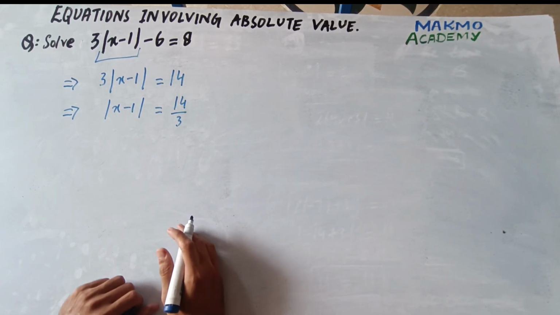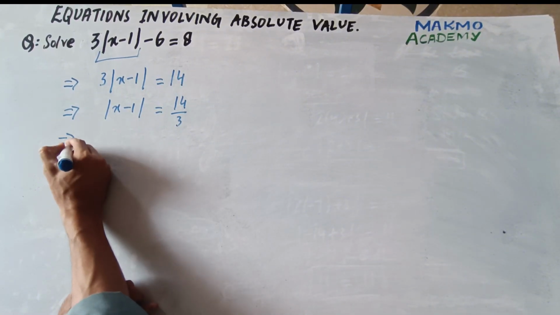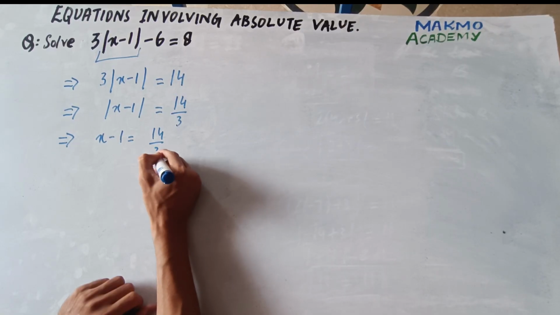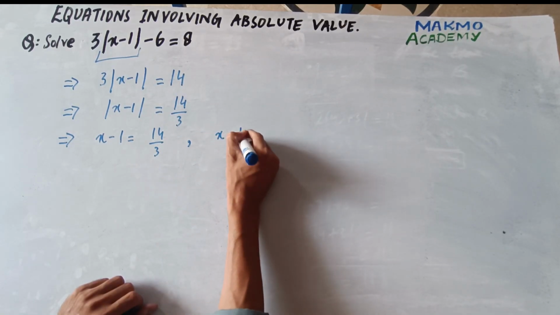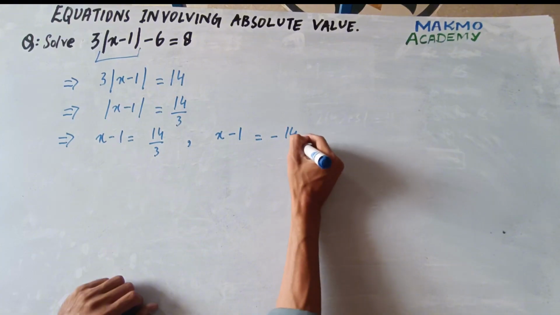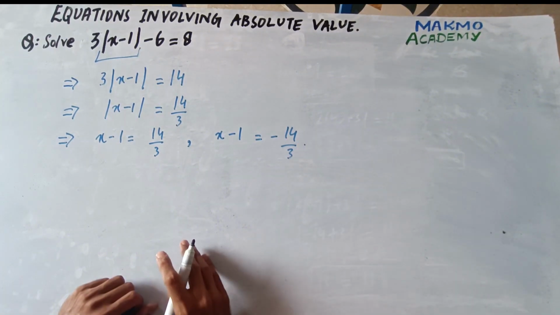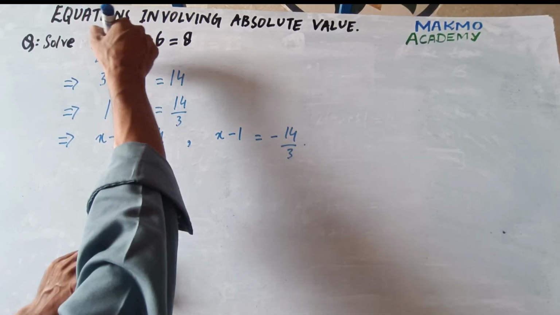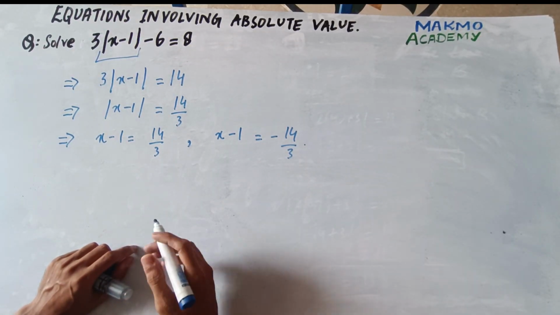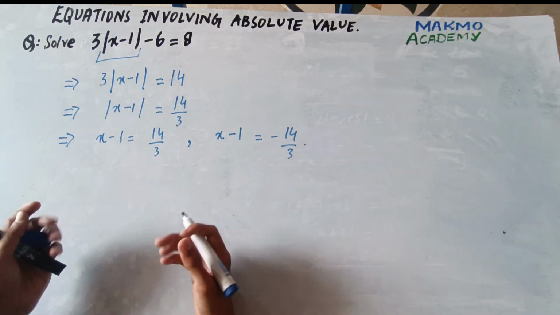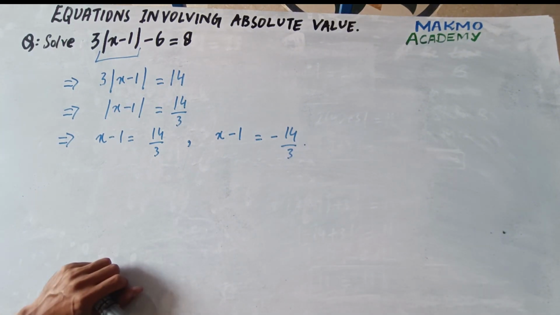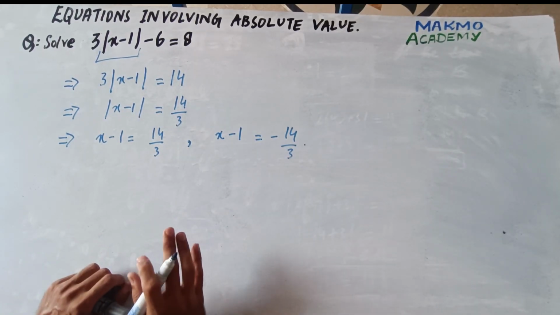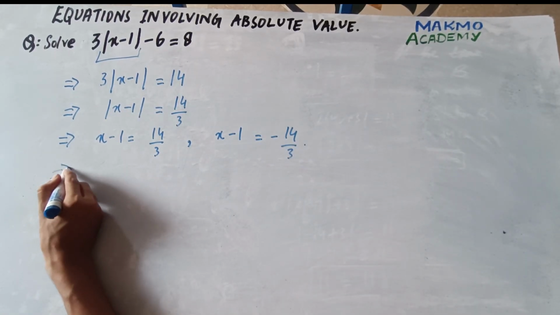Now the method is the same. When you remove this modulus symbol, you get x - 1 = 14/3, and you get x - 1 = -14/3. The purpose of showing this solution is that you need to isolate this component, don't forget it. Sometimes students directly start solving. Don't do this. Like we discussed in the radical equation, isolate the radical component; the same concept applies here. Now you can easily solve it.